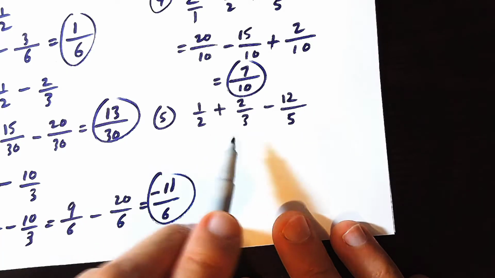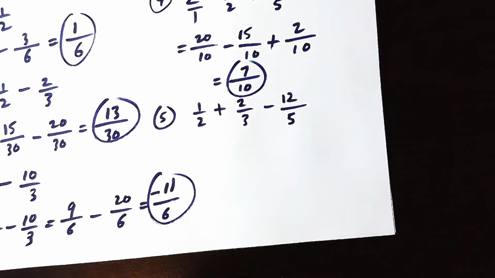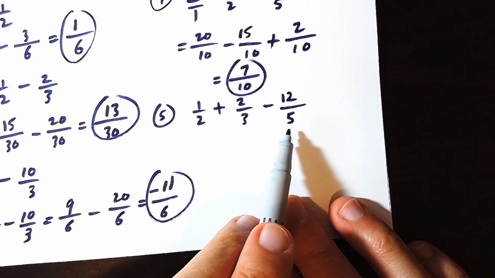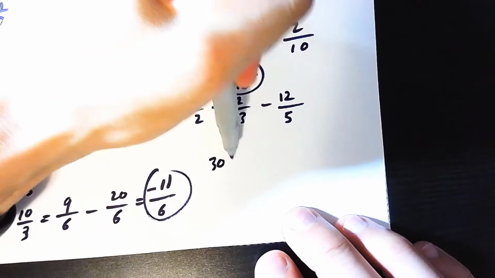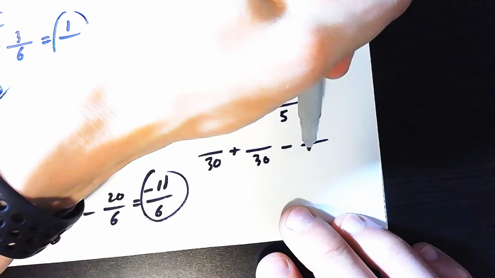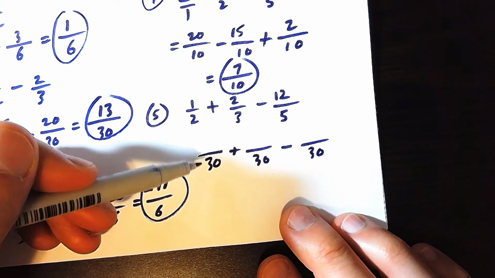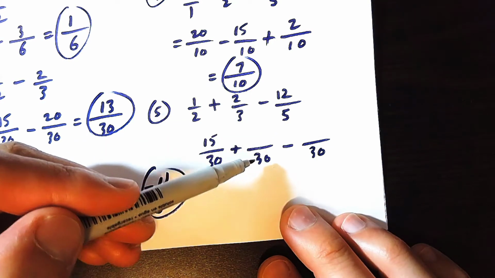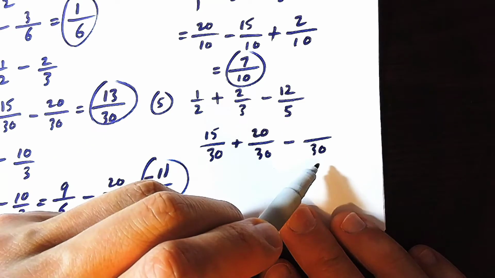So what about 2, 3, and 5? We could just multiply them. So we have 3 times 5 is 15, times 2 is going to be 30. We have something over 30 plus something over 30 minus something over 30. So 2 times 15 is 30. 15 times 1 is 15. 3 times 10 is 30. 10 times 2 is 20. 5 times 6 is 30.